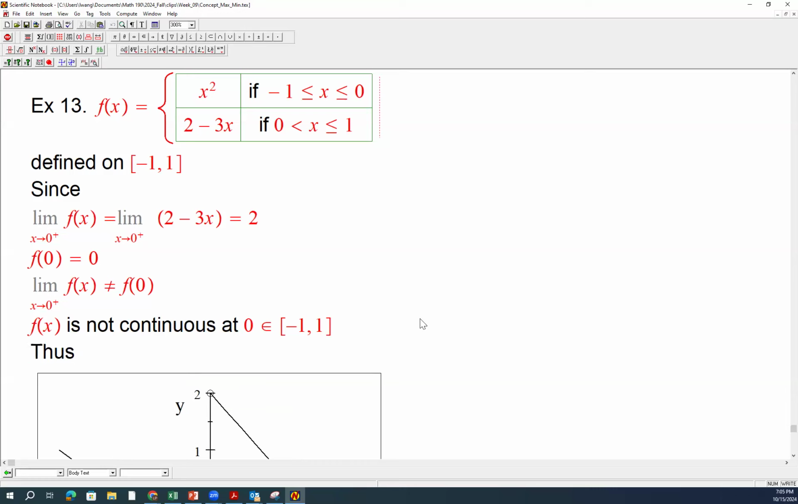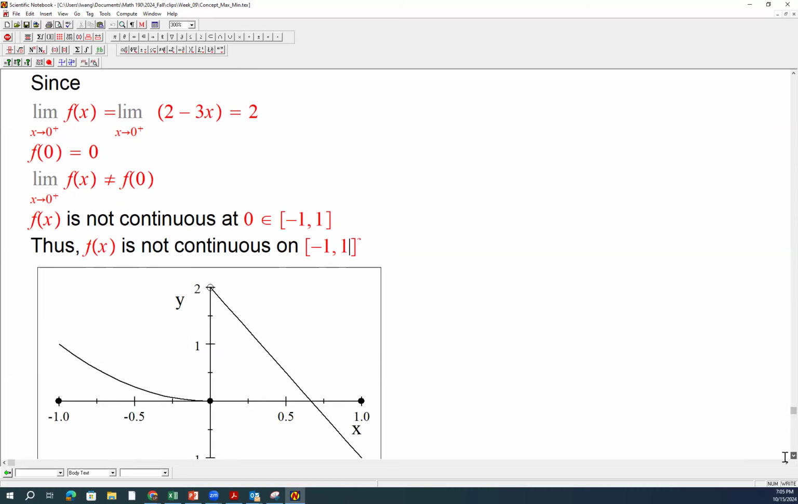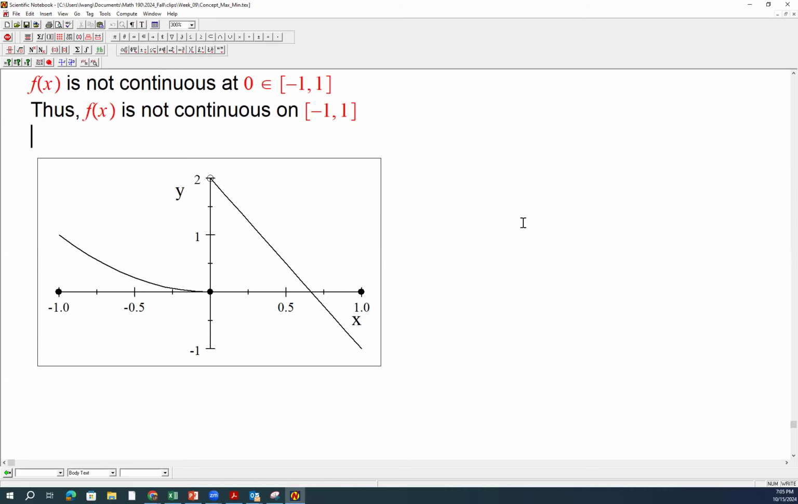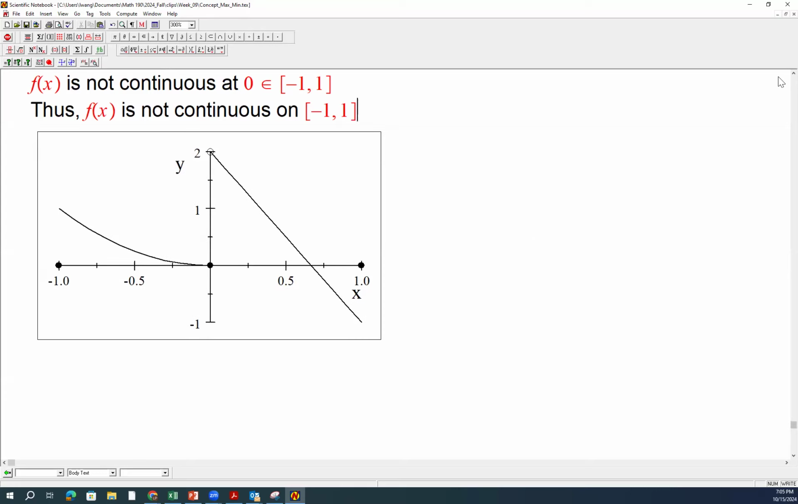Thus, f of x is not continuous on the entire interval. Because if it's continuous on the interval, it should be continuous at every point on the interval. Left continuous, right continuous, all satisfied. So if there's one point the function is not continuous at, then the function is not continuous on that interval, okay? That was the basic definition in your index card and in the textbook.